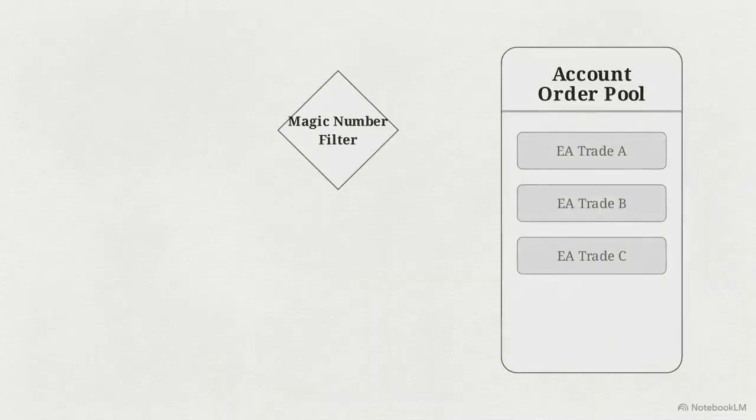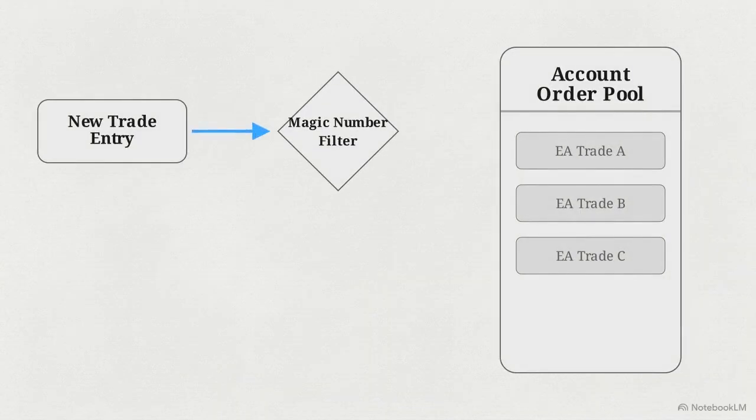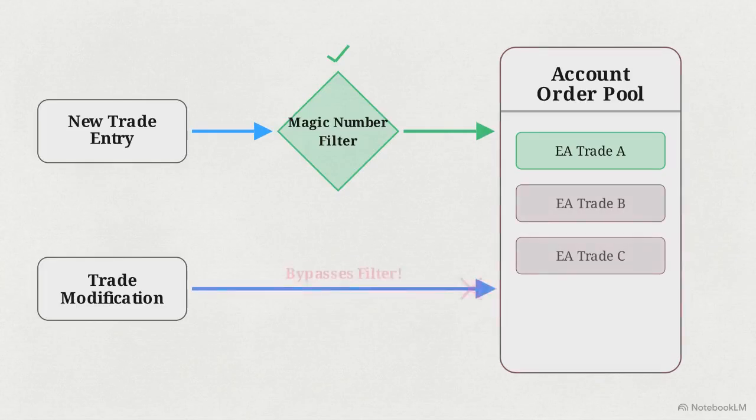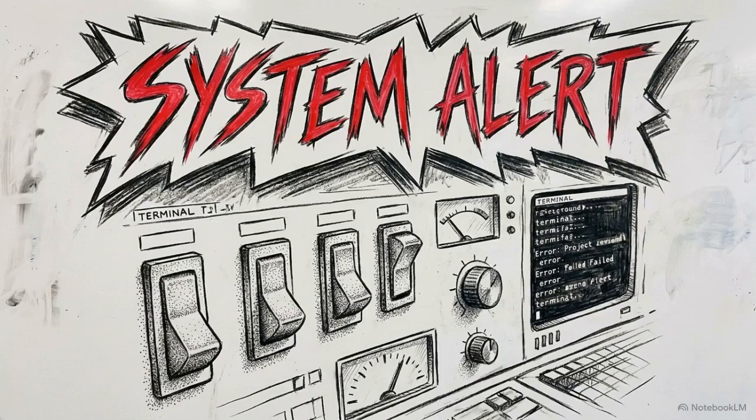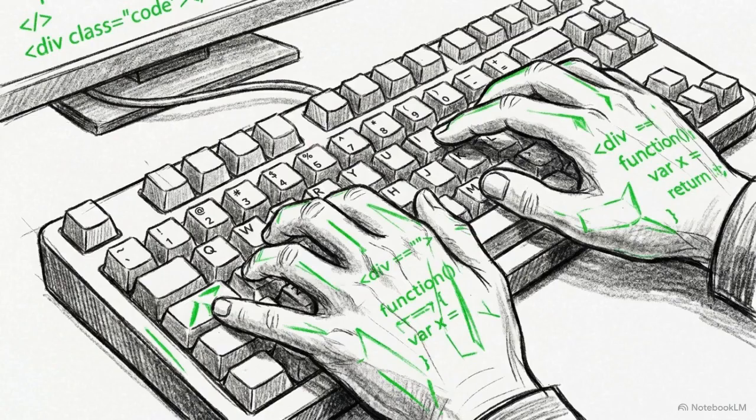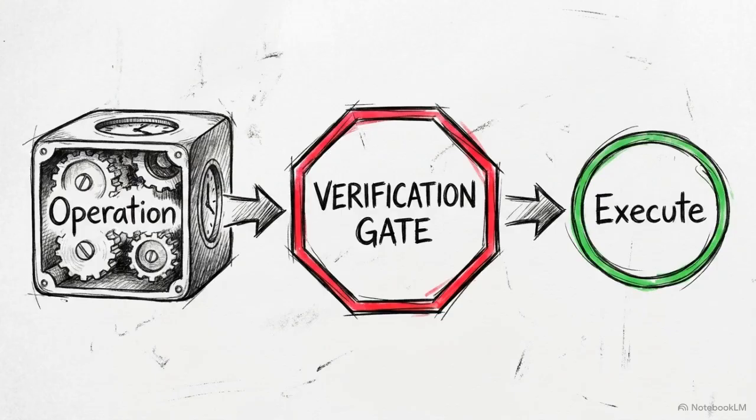In all 3 scenarios, developers fall for the same fallacy. They correctly filter orders during the initial entry, but completely abandon that filter when writing the loops for active modifications. Without an ownership check at every single operational gate, routine housekeeping functions mutate into account-wide overrides. The structural fix requires you to inject strict ownership verification into the codebase. This must happen right before any modify, close, or count operation is allowed to execute.